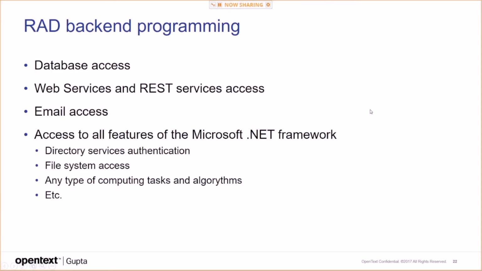Rapid application development for the back end. Database access, you can do web services and REST services. We saw that. You have access to email via the email library that we also do have in Team Developer. And of course, access to all the features of the Microsoft .NET framework. You can do directory services, authentication, file system access, any type of computing task and algorithms. So anything that .NET can do, you can call from there.